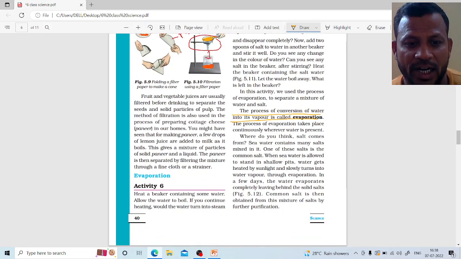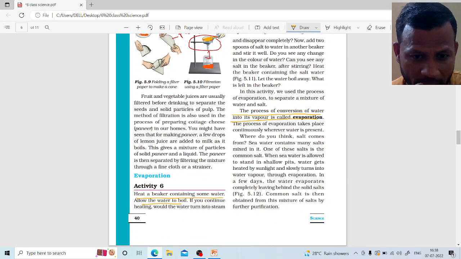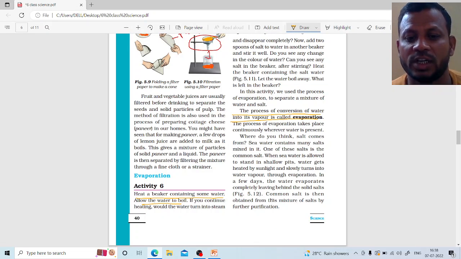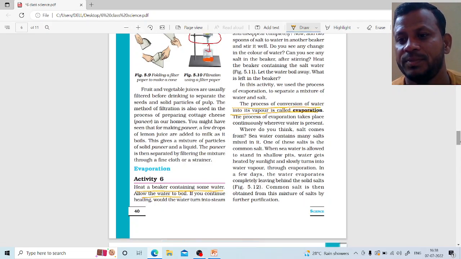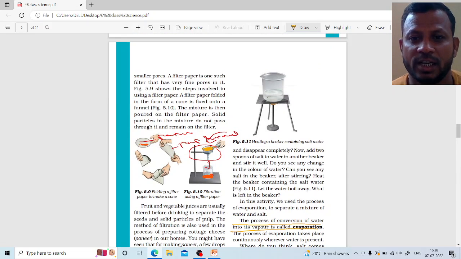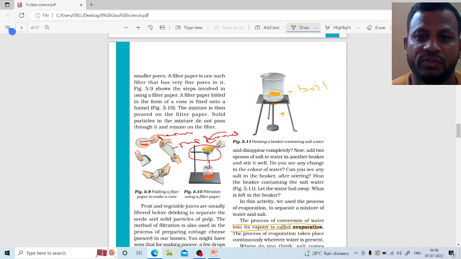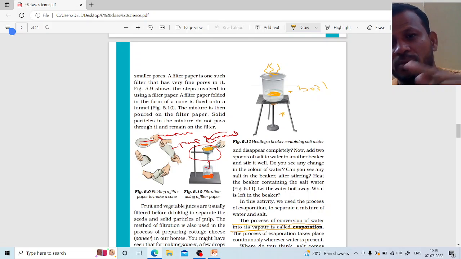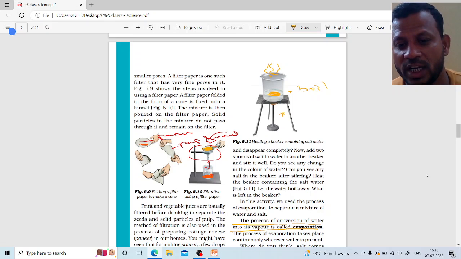Here, take a beaker containing a small amount of water and allow the water to boil. If it continues heating, the water turns into steam. This is the water present in this jar. If we start to heat, the water starts to boil. After a few minutes, we see the steam coming out from this vessel. It is nothing but the water converted into steam, that is known as evaporation.